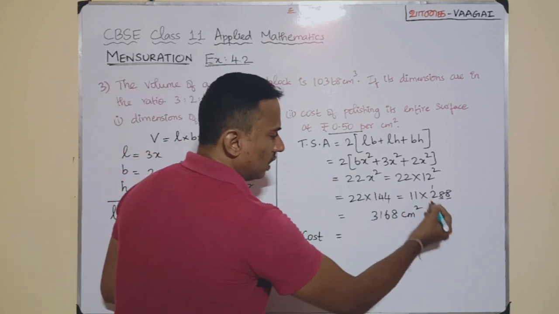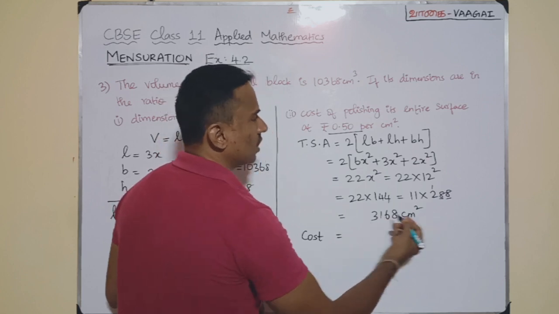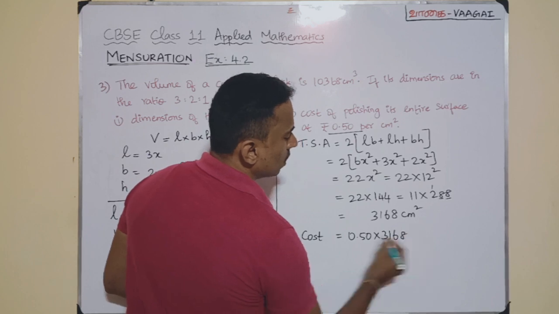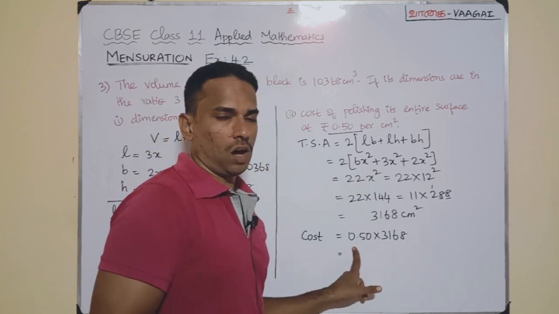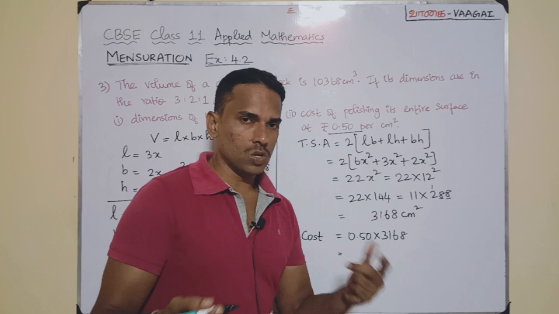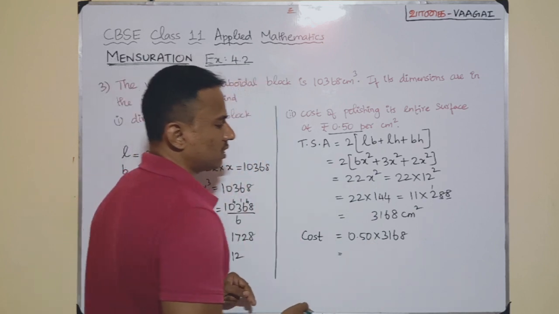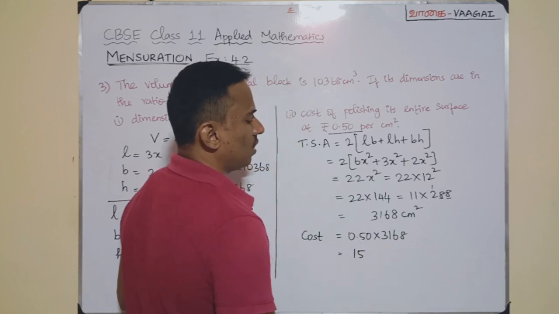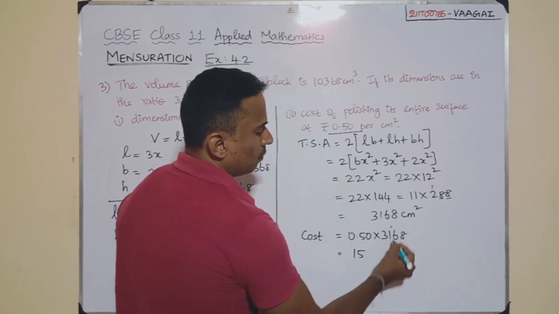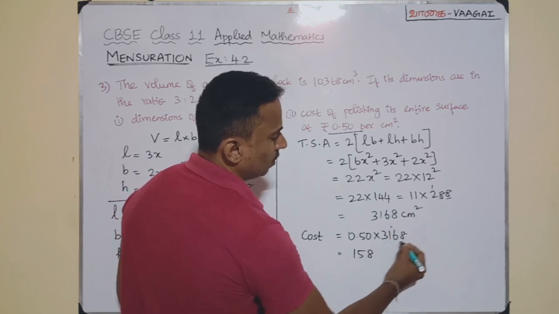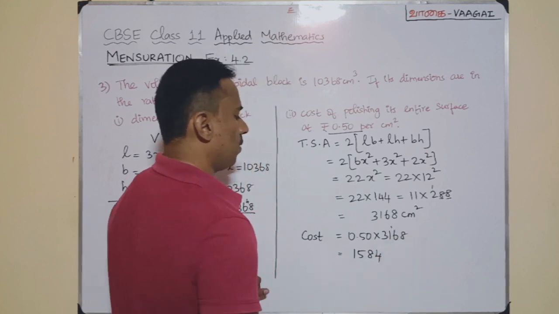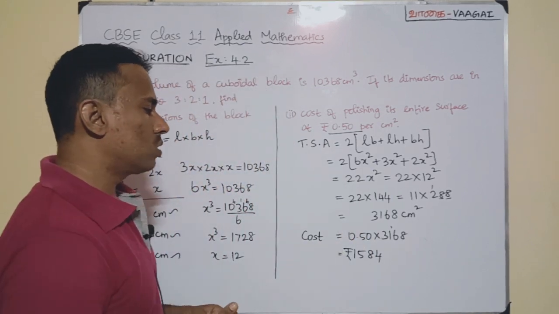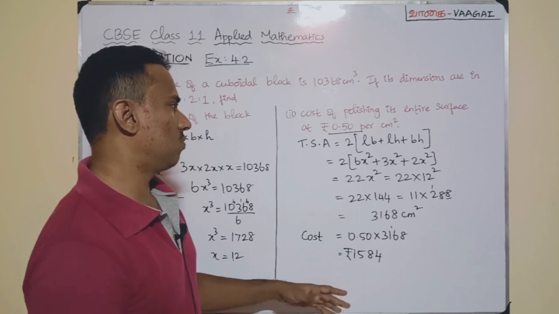So which means for this entire surface area 3168, what will be the total cost? It will be 0.50 into 3168. So if you carefully see this, this is nothing but half. So 1 by 2 of 3168. So what about 1 by 2 of 3168? It will be nothing but this will give you 15, 15, 15, because 31 means it will be 15 and balance 1. I will be having 16, 8, and then 8 by 2 will be 4. So I will be getting 1584 in terms of rupees. Okay, so rupees 1584 will be the answer for your second question.